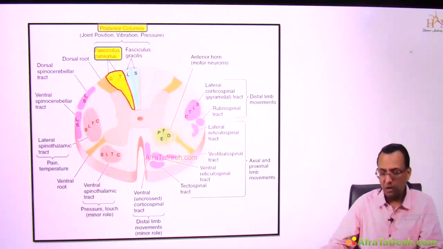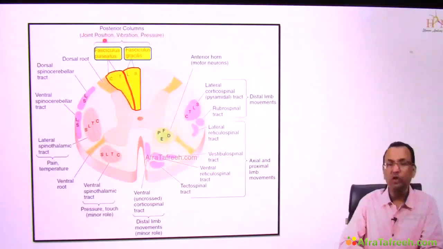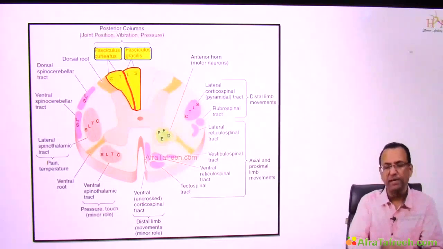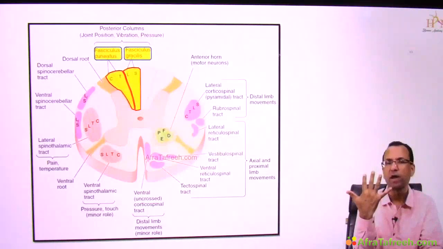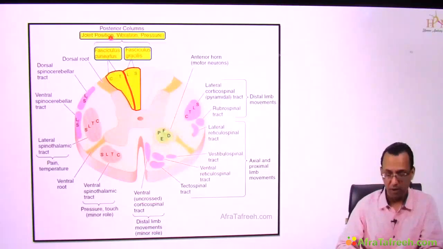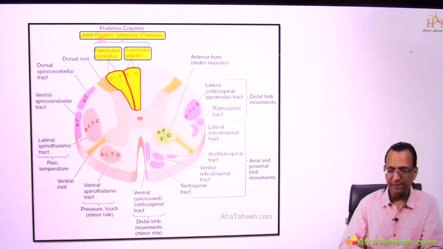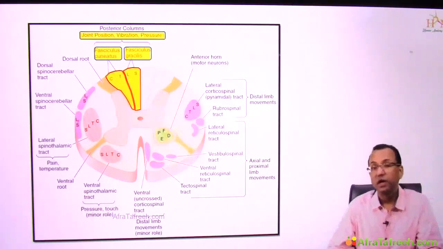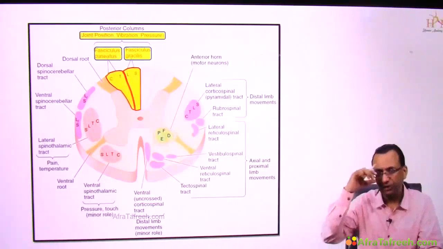Now, they are carrying some sensation. The dorsal column carries some sensation, which will actually be 5 sensations we will be talking about. But here, just remember touch and pressure for the time being. So, it is carrying touch and pressure. Yes, the dorsal column is carrying touch and pressure.